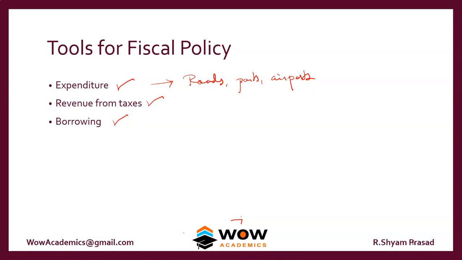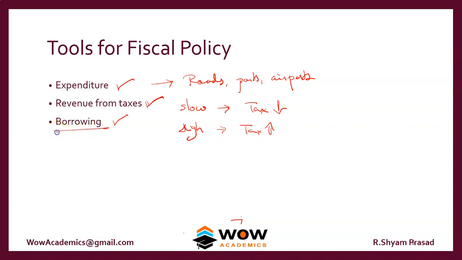They also do it through changing the tax rates. If the country is growing slow, the tax rate would be reduced, tax rates would go down. If the country is growing very high, then the government can also increase the tax so that the growth comes a little bit down. So through revenues from taxes, they can try to control the growth of a country.